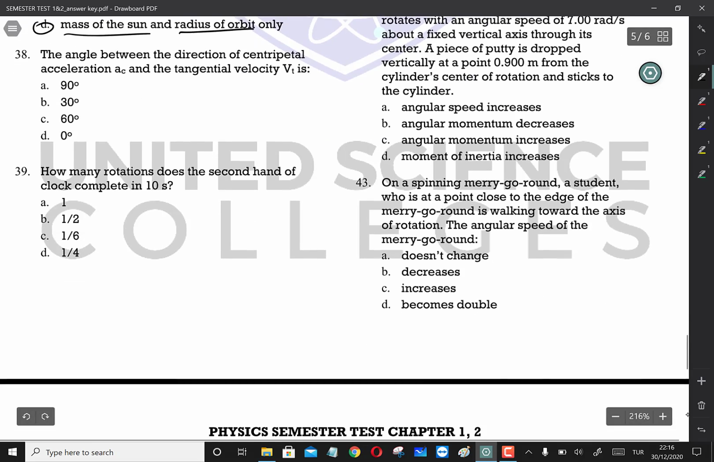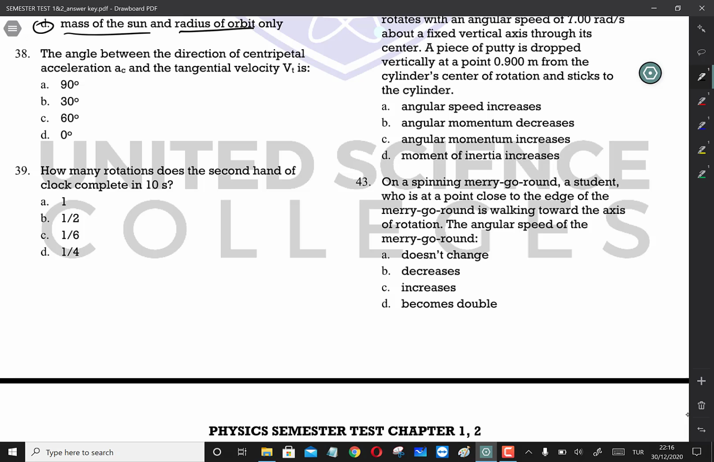The angle between the direction of the centripetal acceleration a_c and the tangential velocity is 90 degrees. The tangential velocity is tangent to the circle, and centripetal acceleration is along the radius, so the angle between them is 90 degrees.